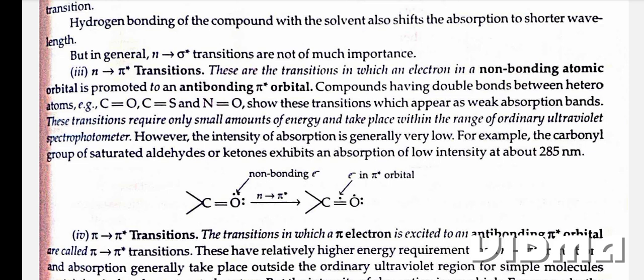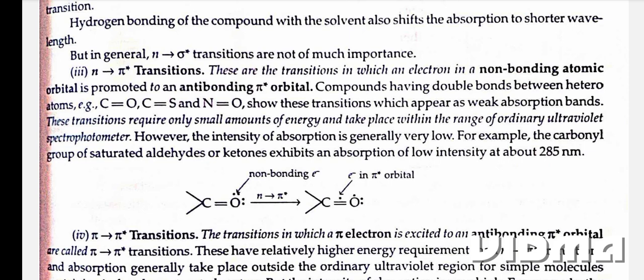n to pi star transitions. These are the transitions in which an electron in a non-bonding atomic orbital is promoted to an anti-bonding pi star orbital. Compounds having double bonds between heteroatoms show these transitions, which appear as weak absorption bands. These transitions require only small amounts of energy and take place within the range of an ordinary ultraviolet spectrometer.